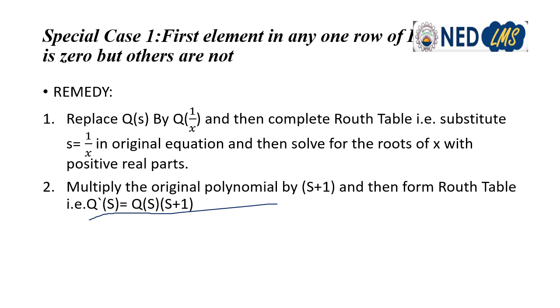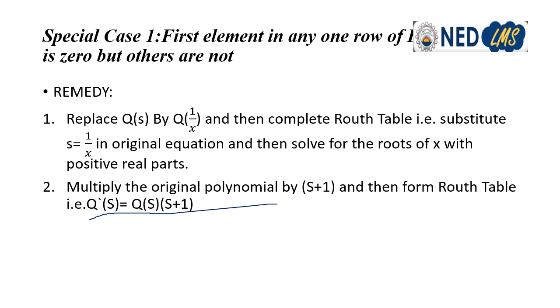And then we complete the Routh table in the usual manner, and we conclude from the Routh table in the similar fashion as we have done previously, that if there is no sign change in the first column, we say that the system is stable, and if there is a sign change in the first column, we say that the system is unstable.